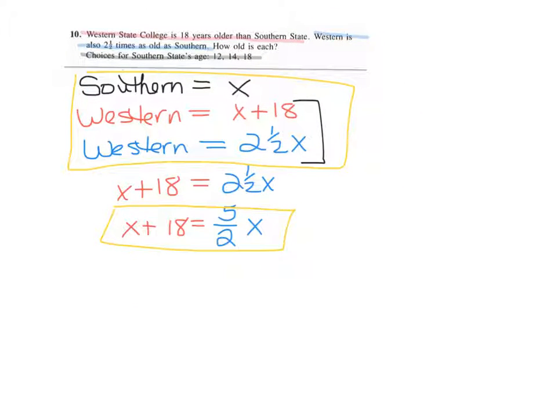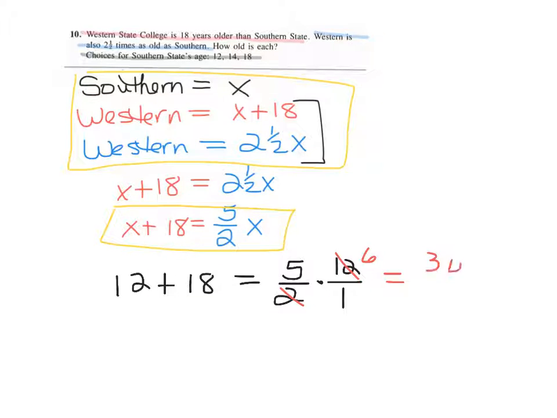So I'm going to start with 12. So 12 plus 18 is equal to 5/2 times, and I could put 12/1. The reason why I made it improper, look how nicely this goes into here. And then I'm going to multiply 5 times 6, and then 2 times 1. So then this side is 30. And then 12 plus 18 is also 30. I've just found the one that works.